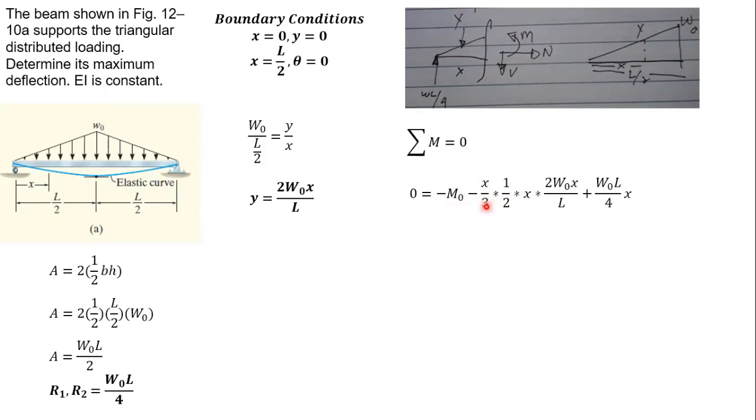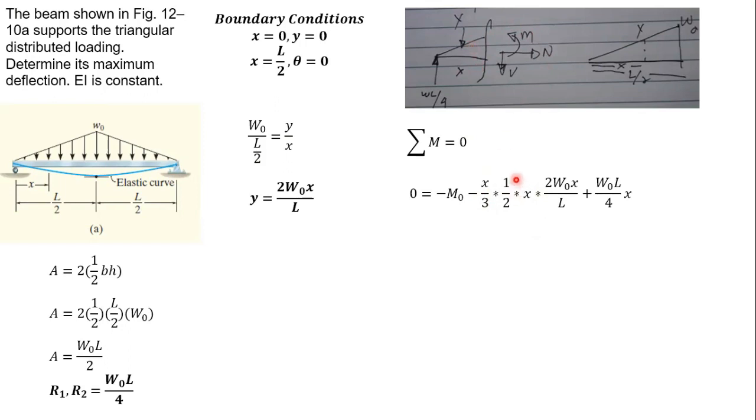So saan galing itong x over 3? Alam naman natin, di ba, ang location ng centroid natin kapag galing dito sa malaking side ng triangle is 1/3. Ano ba yung length natin? Ang length natin is x. So x times 1/3 is equals to x over 3. Bakit naman siya negative? Kapag nag-rotate tayo, opposite direction siya. Since opposite direction, negative.